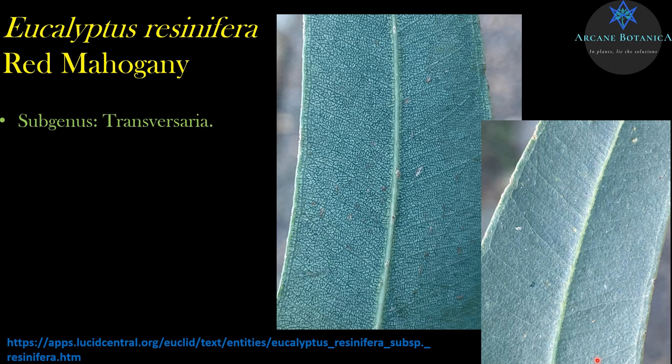I find stringy barks often tend to have a bit of an uneven canopy. Maybe Globoidea are a bit symmetrical, but they've got very short leaves most of the time, not very long leaves like resinifera. And look for those fruits, look for those buds, and get some leaves, and look for these really tight transverse veins. That's what they mean by transversaria.